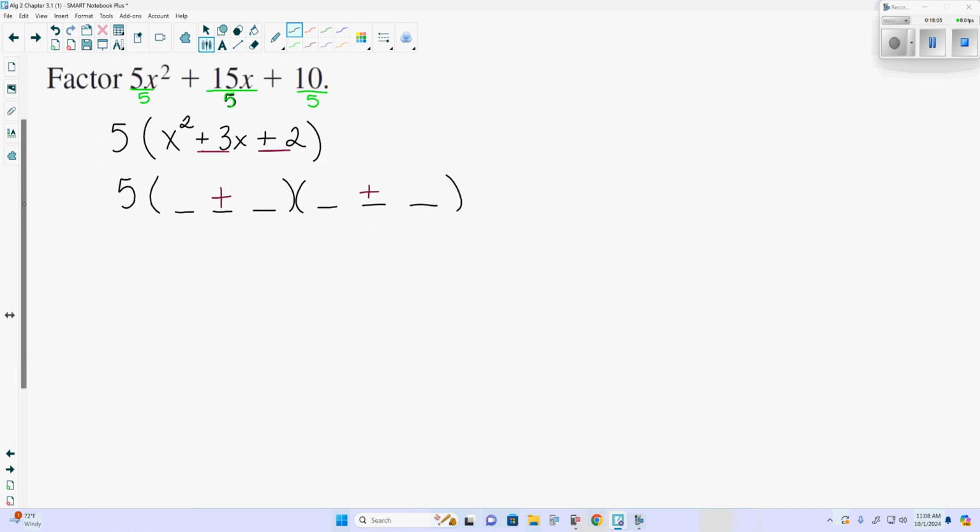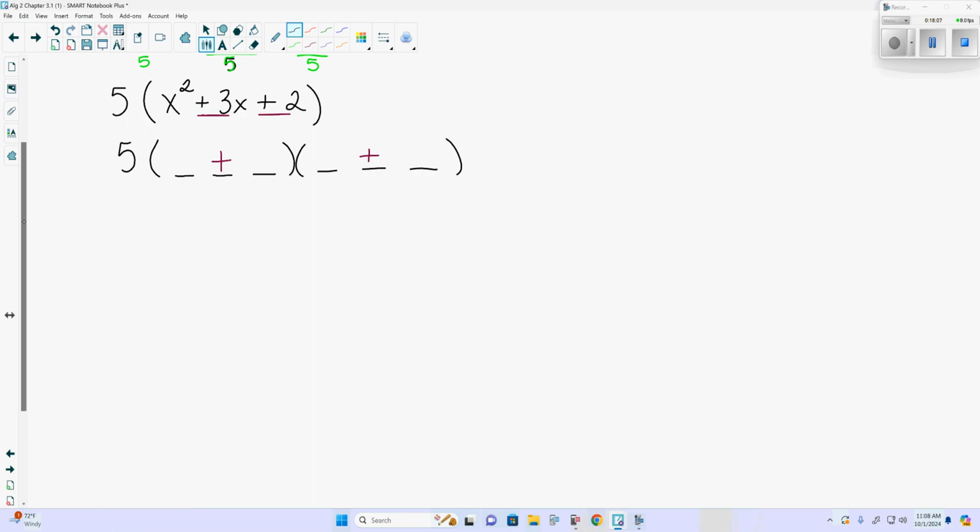So, factors of the first and third term. Our first term is going to be that x squared term. Our third term here is 2. So let's look at the factors of x squared first, our first term. We're looking for what multiplies together to give us x squared. x times x. That's the only set of factors that we'll have. We do have 1 in x squared, but that doesn't help us here. x and x.